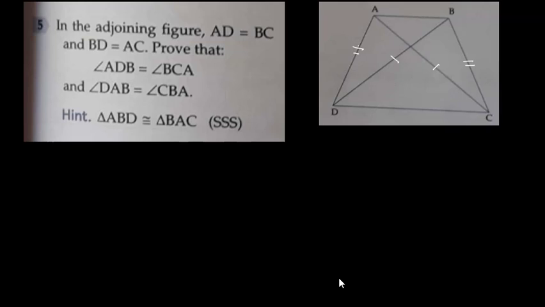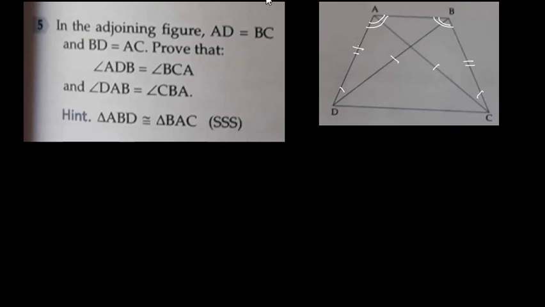As I have marked, we have to prove that angle ADB, this angle, and angle BCA, this angle, these two angles are equal. We also have to prove that DAB, this complete angle, and CBA, this complete angle, are equal.